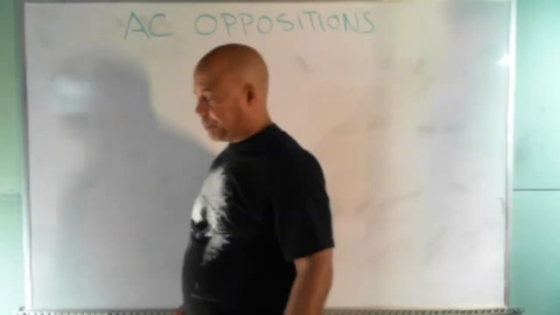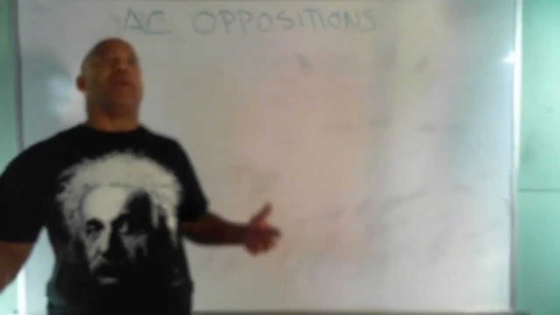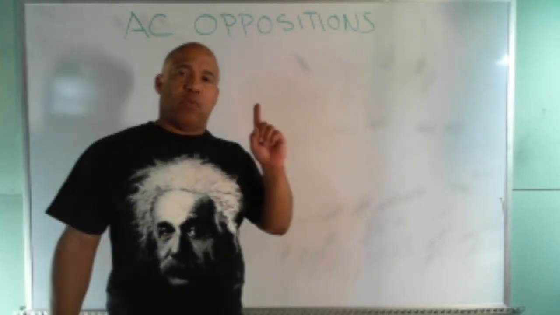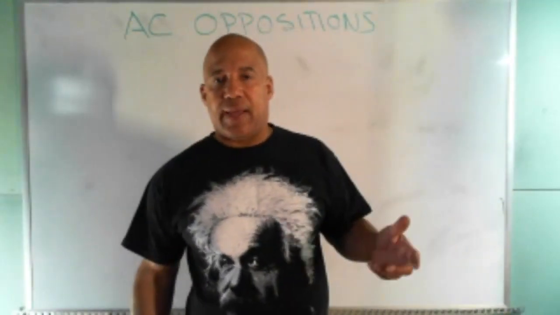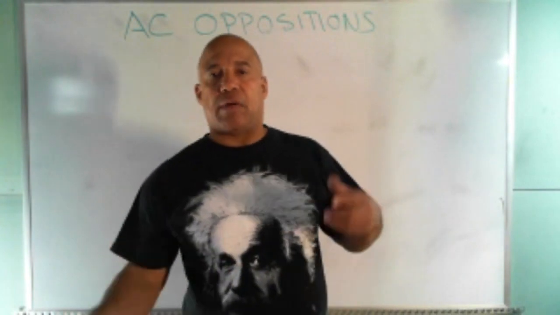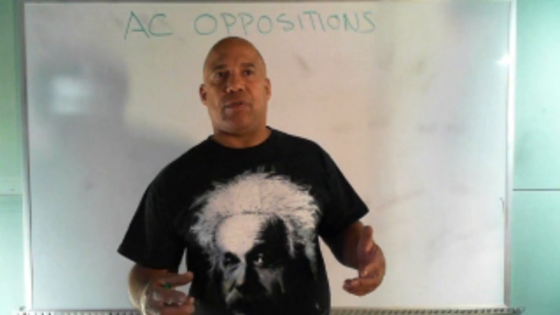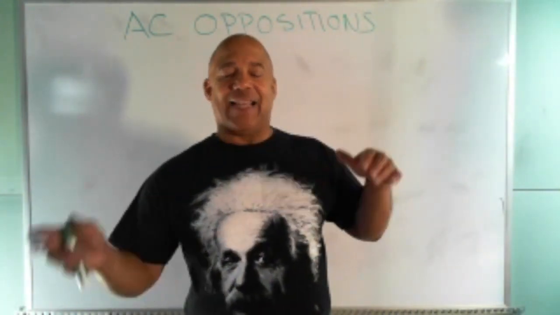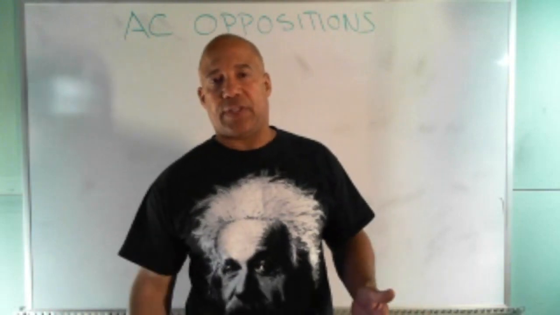oppositions. All right, so here we go. What do you mean AC oppositions? Well, in DC, there's only one kind of opposition that behaves a certain kind of way. That opposition is called resistance, and resistance acts to oppose the flow of current, and in doing that, it produces heat. So you learn that really well in DC.